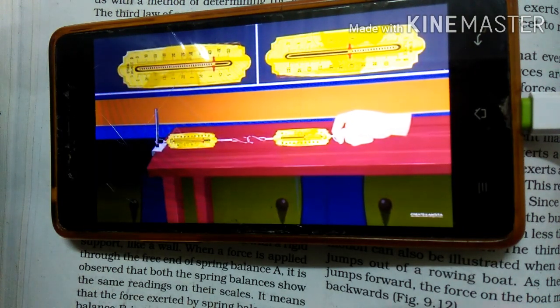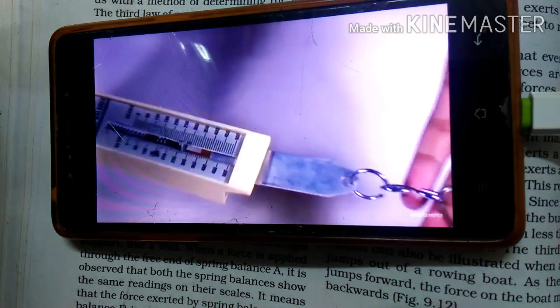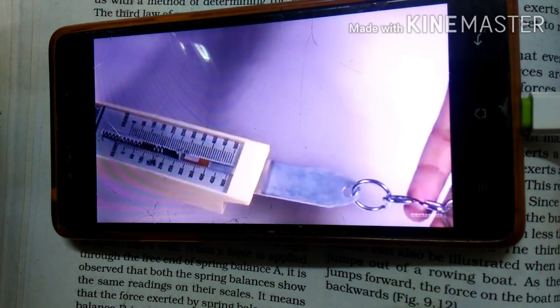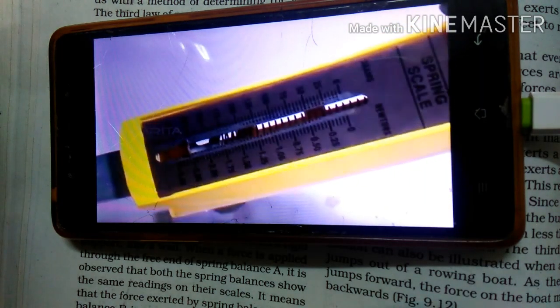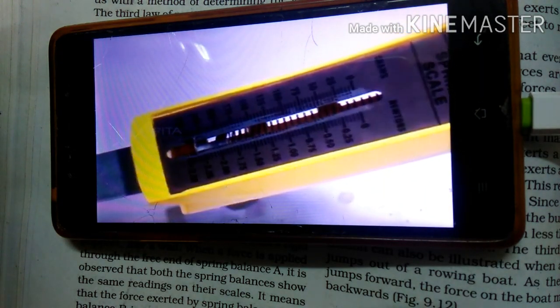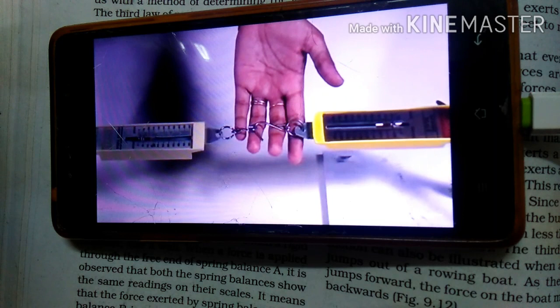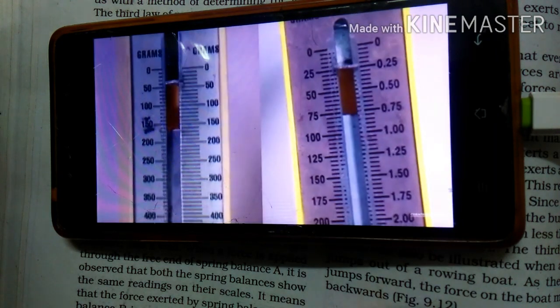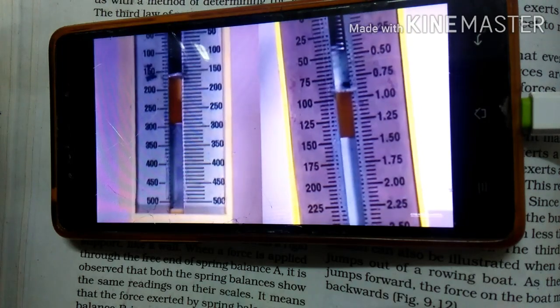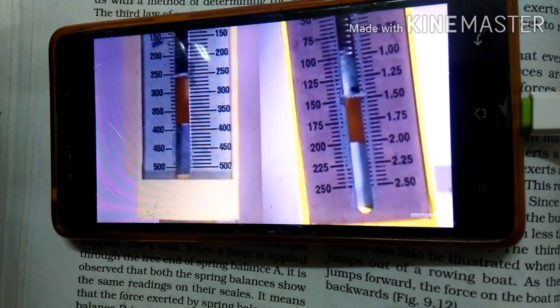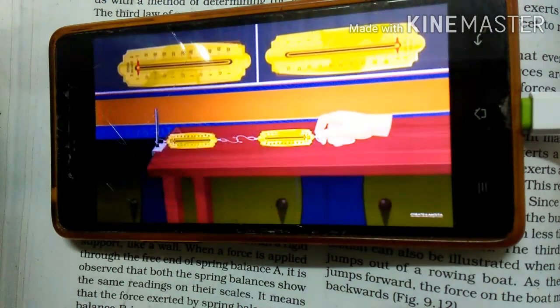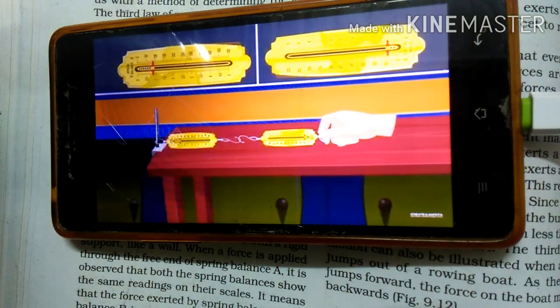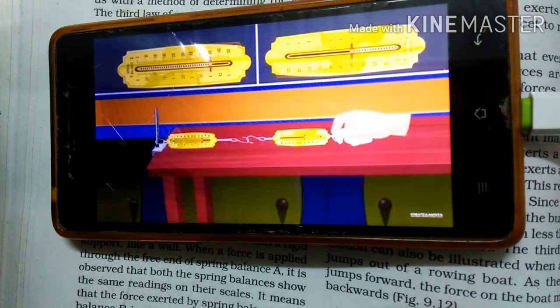Tabulate all the readings. So we can conclude that when the second spring balance exerted a force on the first, which was the action force, the first spring balance also exerted an equal and opposite force on the second, which was the reaction force. Action and reaction forces are equal in magnitude but opposite in direction. Action and reaction forces act on 2 different bodies at the same time, so they do not cancel each other. Hence, Newton's third law of motion is verified.